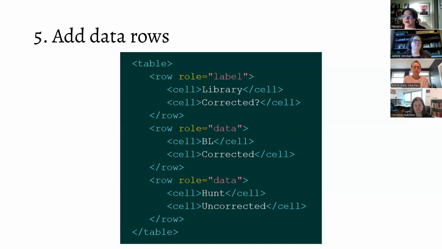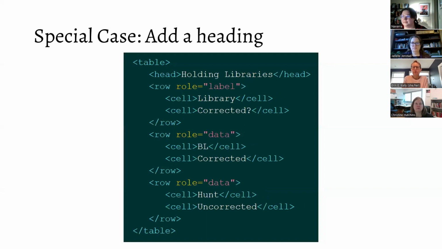When you have the role equals label, you can also change how you sort. I believe we allow you to sort alphabetically when you have a label row. And again, if you want a heading for your table, you can put one in using that head element. It goes before any of your rows.